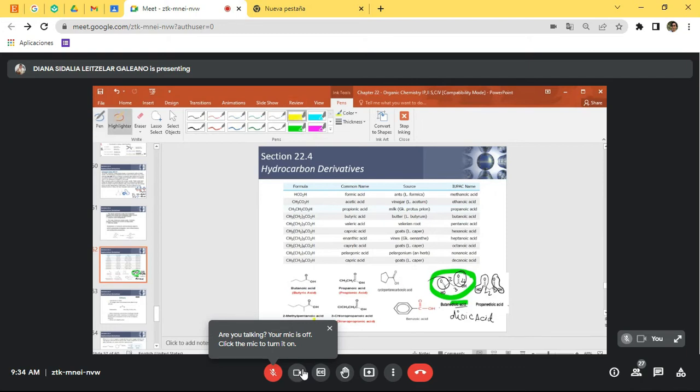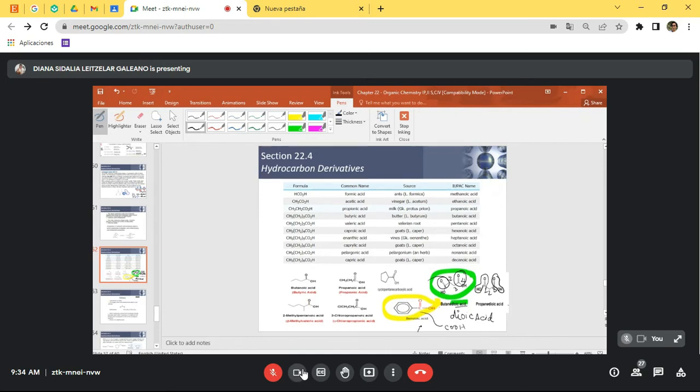This one, we already saw it when we saw aromatics. Here we saw it like COOH. And that was called benzoic acid, remember?